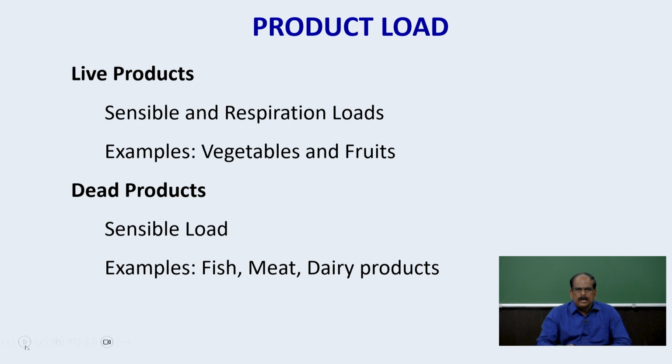Let us move to the next type of load, that is the product load. Two types of products are there: one is live products, another is dead products. When we are dealing with live products, for example fruits and vegetables, two types of loads are there: one is sensible heat load, another is respiration load. Even after the fruits and vegetables have been removed from the trees or the farm, they will have some respiration. That will contribute to the respiration load.